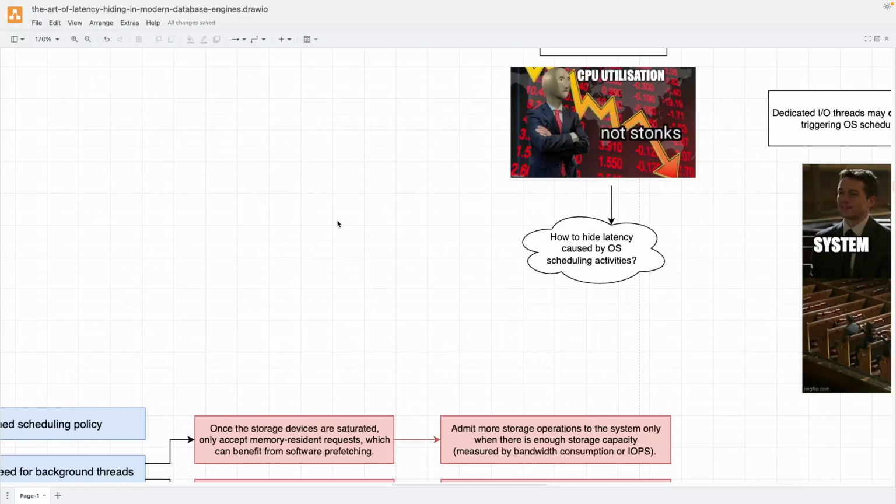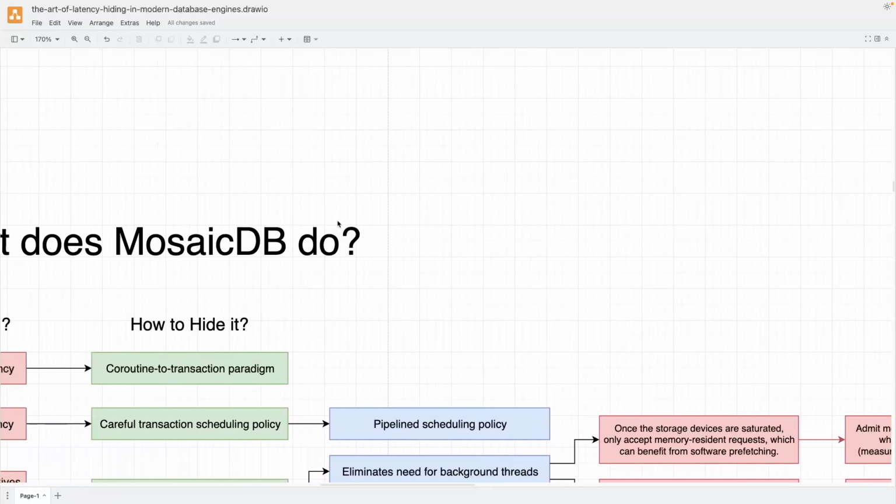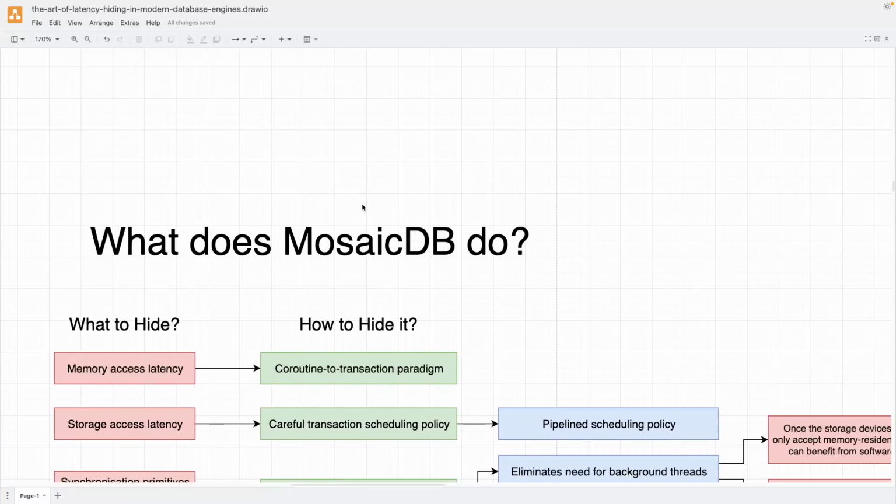With that, we'll proceed forward to the solutions that the authors have come to. So essentially, what does MosaicDB do? MosaicDB is the database that the authors have written as part of this paper to prove their point. They come up with different solutions, so to test their solutions, they made their own database. So what does the database that the authors wrote in this paper do to solve these problems?